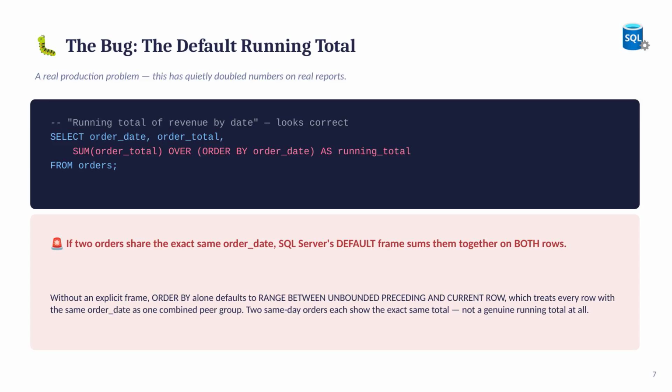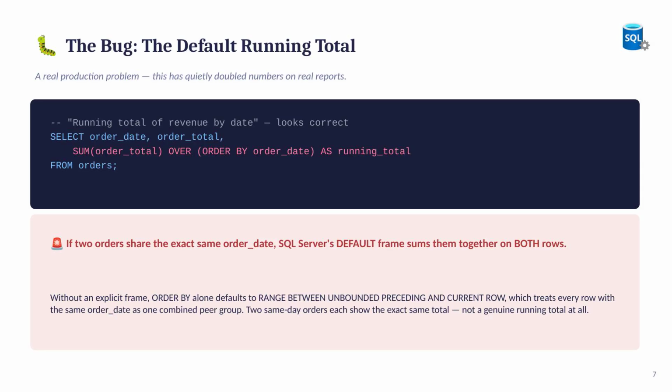Now, the actual bug this video is built around, and one that has genuinely shipped in real dashboards before anyone noticed. The request, a running total of revenue by date. Here's the version that looks completely correct. Select order date, order total, and the sum of order total using order by order date as running total. It reads naturally, it compiles without any error, and it is a genuine trap.